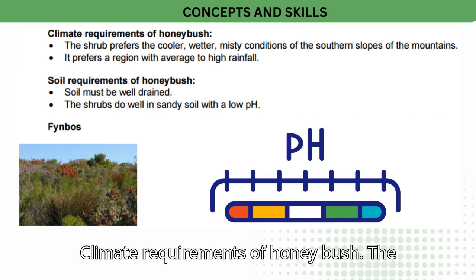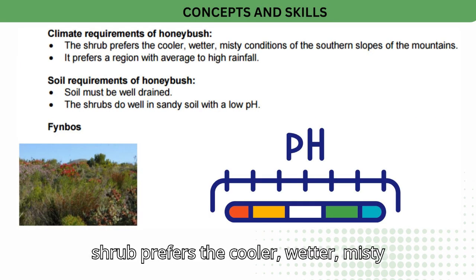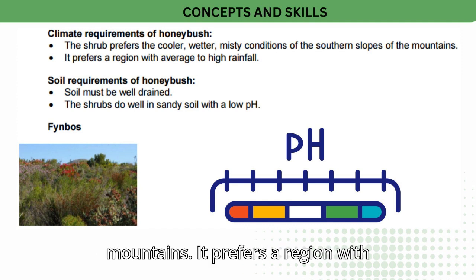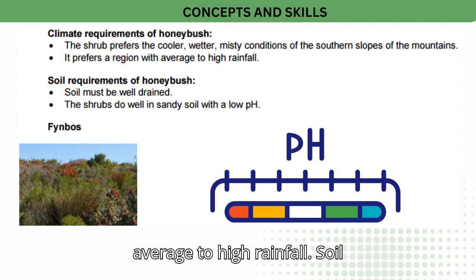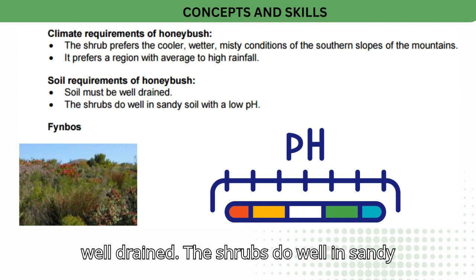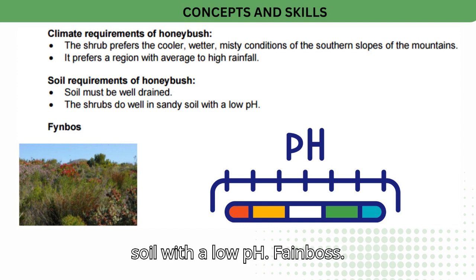Climate requirements of honeybush. The shrub prefers the cooler, wetter, misty conditions of the southern slopes of the mountains. It prefers a region with average to high rainfall. Soil requirements of honeybush. Soil must be well drained. The shrubs do well in sandy soil with a low pH. Fynbos.